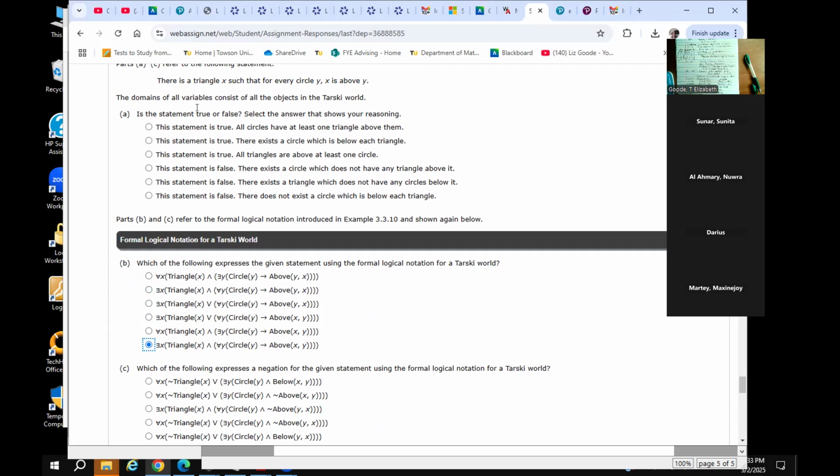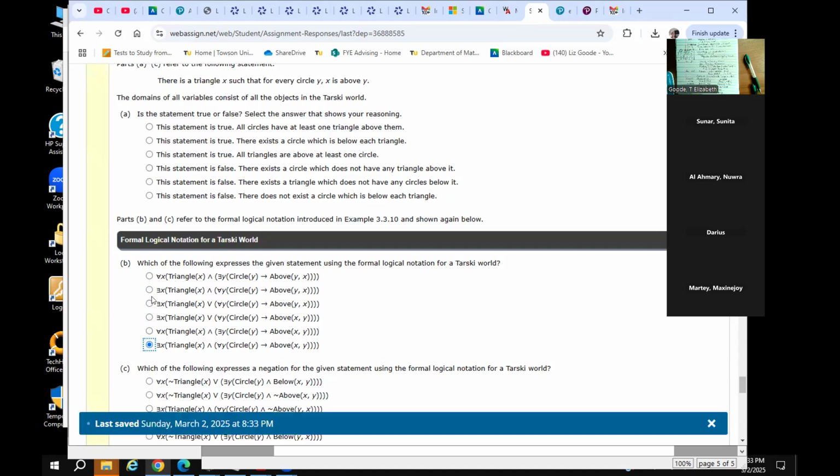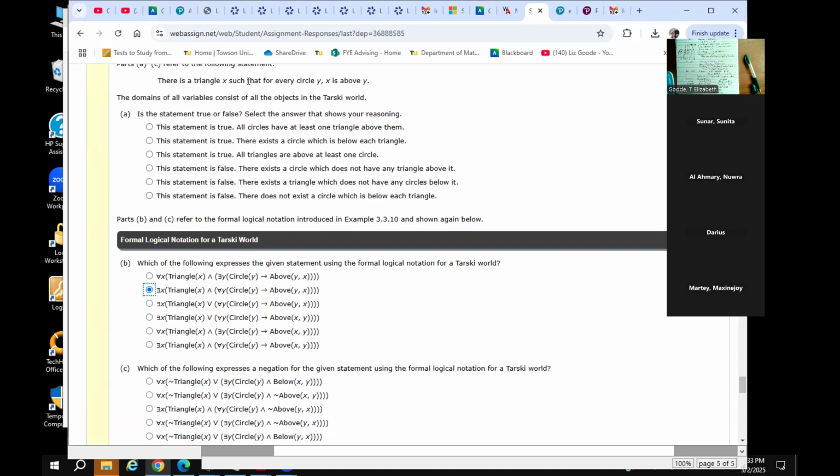So there exists a triangle. So we want to say there exists an X that's a triangle. So they all say that, okay? Such that for every circle Y, X is above Y. So, such that means with the property that. In other words, X is a triangle and X has a property about every circle.